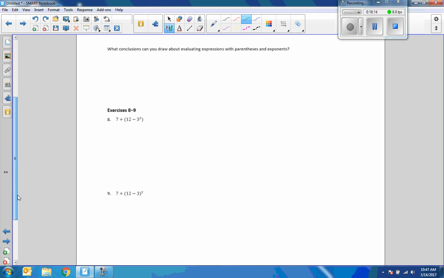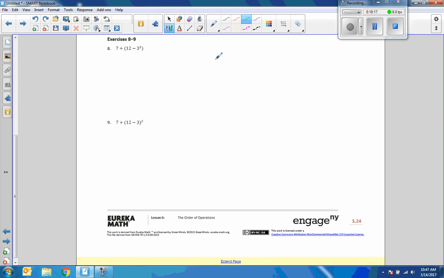I'm not going to write more than that, and move on to exercise 8 and 9. Pause the video, try it, and come back. So we have addition, subtraction, parentheses, and exponents. We're going to do the parentheses first, so the 7 plus is waiting. We're going to do what's in the parentheses first. We have subtraction and exponents. Exponents come first, so we are not going to subtract yet. 3 squared is 9. We still have parentheses, so we're going to focus on that first, so it's going to be 7 plus 12 minus 9 is 3, and 7 plus 3 is 10.